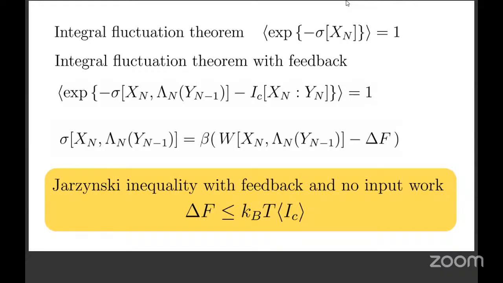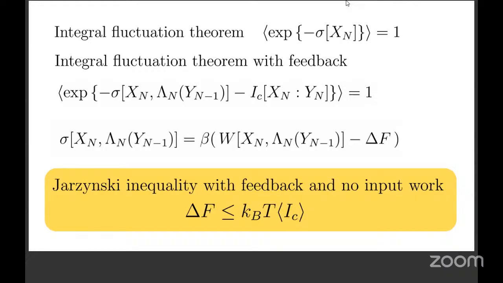And if we define the entropy like this, and state that the work is 0, this is 0, one can derive this, somehow a generalized version of the Jarzynski inequality with feedback control and no input work. And this states an upper bound on the amount of free energy that I can gain through this procedure. The free energy in the form of gravitational potential energy.